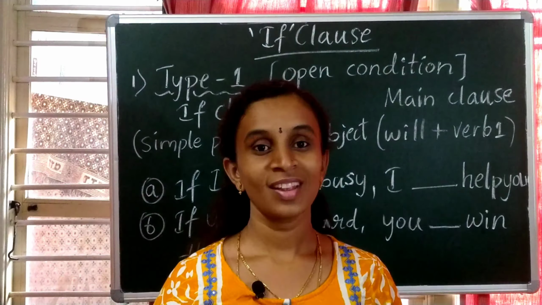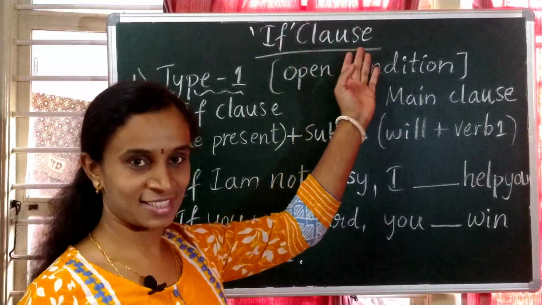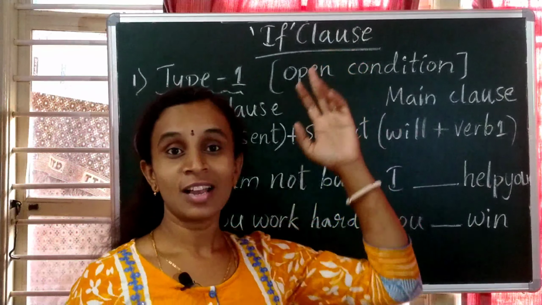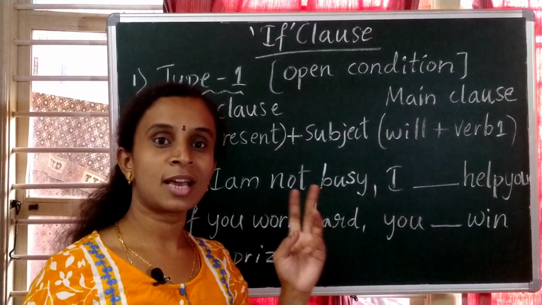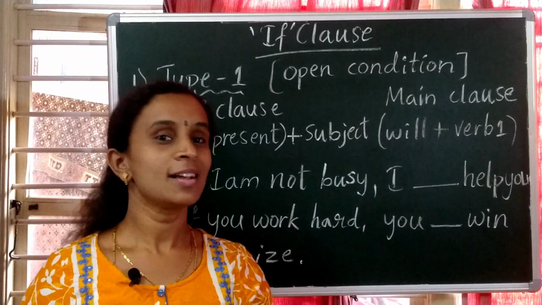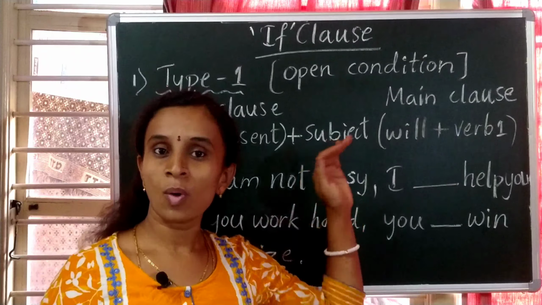In this video, we are going to learn about if clause. This is for 8th, 9th, 10th standard students. In the if clause, there are three types. Type 1 is open condition, which means it is possible to fulfill the condition. Type 2 is improbable condition, and type 3 is impossible condition. Let's go through them one by one.